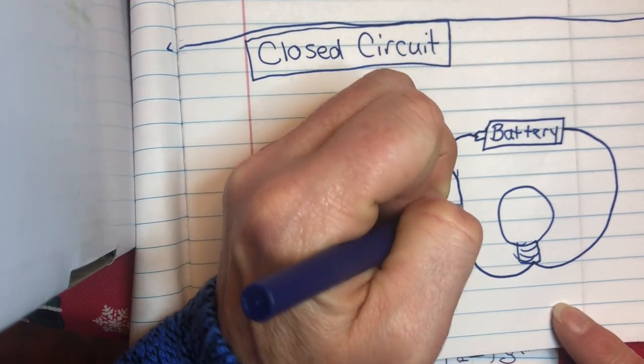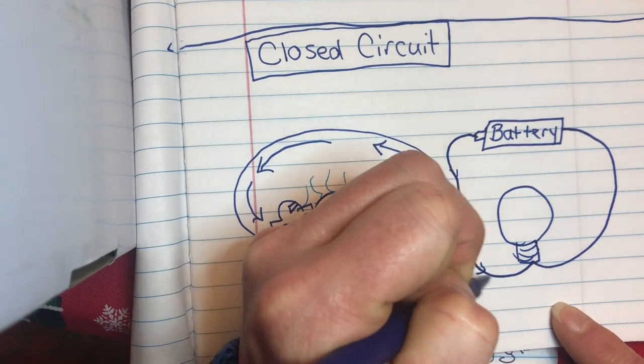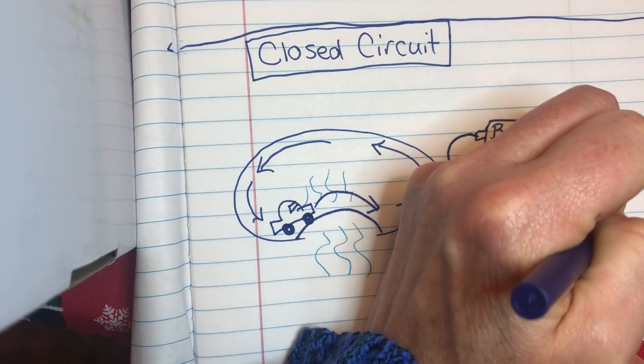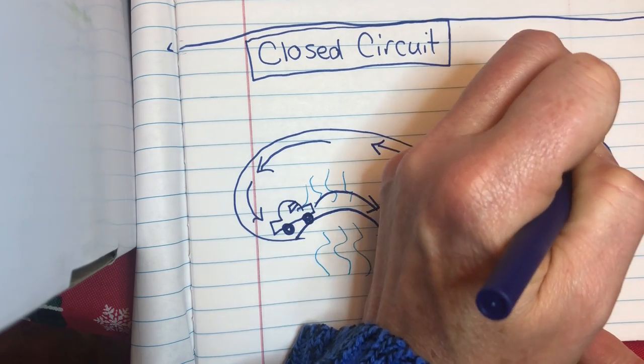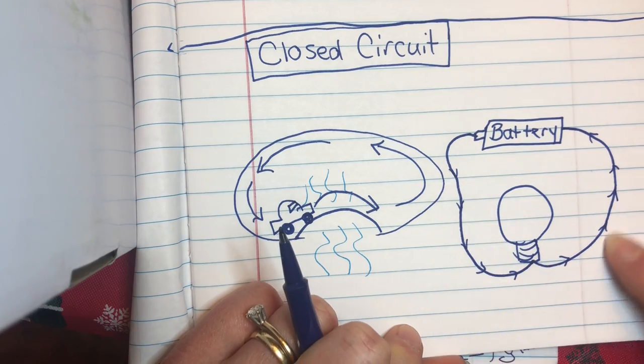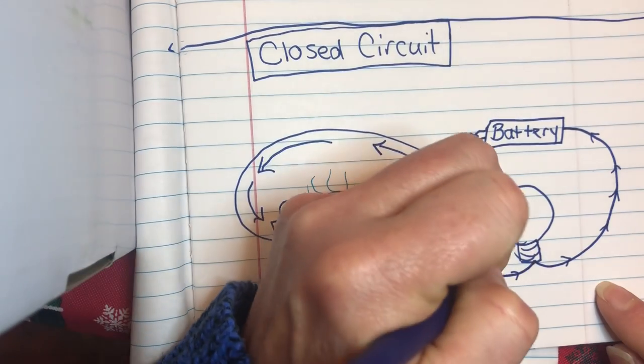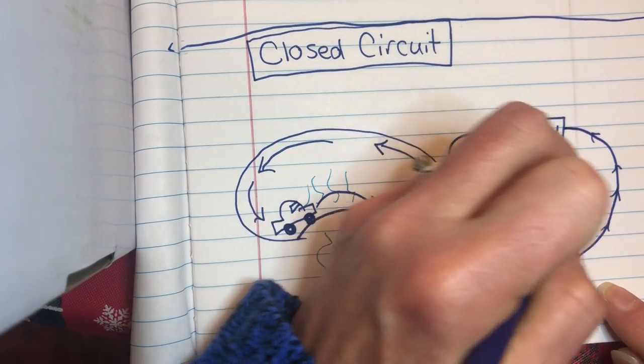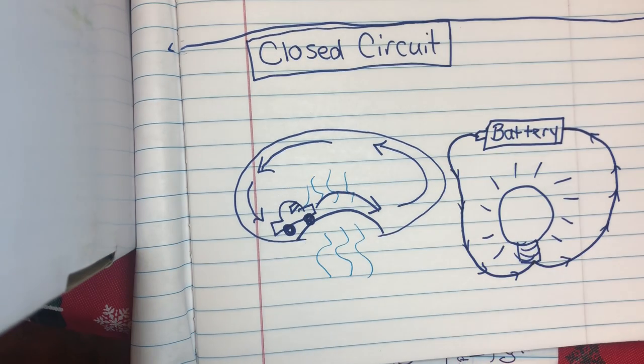So those electrons can now move freely and that power can pass. And as a result of our closed circuit, that light bulb can now shine.